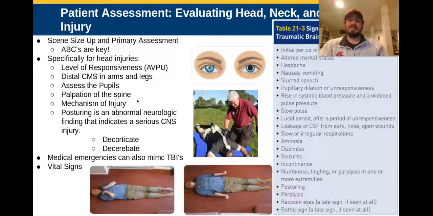Chances are if they did, they could have really hurt something. Did they fall 15, 20 feet off a ladder? That's a serious mechanism of injury.